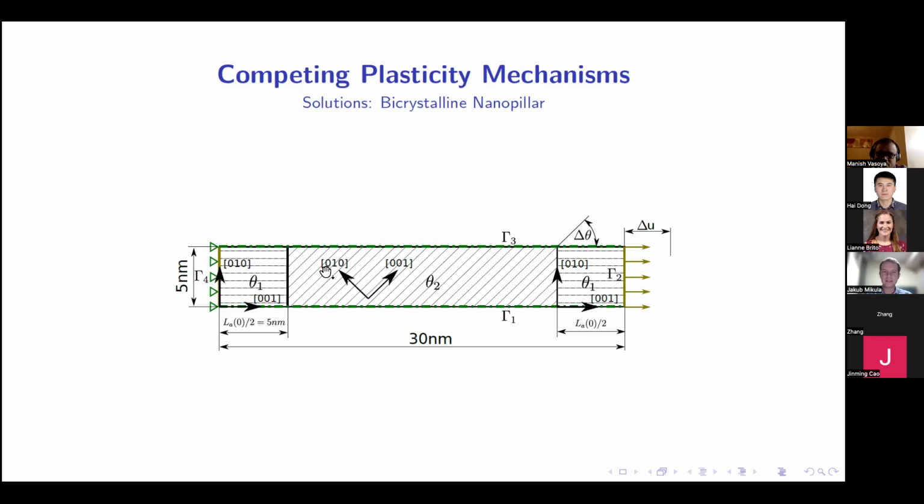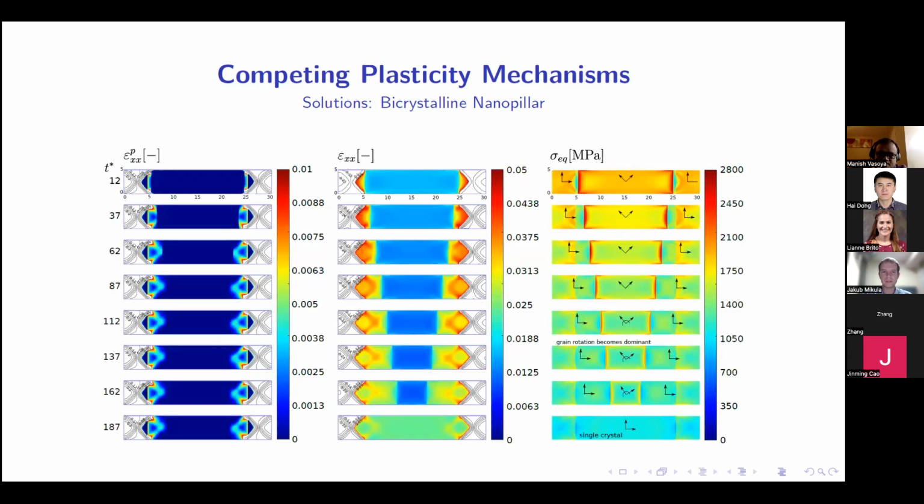So having this example, here we have a simulation result where I show 3 panels. On the left side, I show the evolution of plastic strain component, XX in this case, evolution of the total strain in the middle, and then the von Mises stress in the right panel. And as you can see, as we apply this deformation into the nanopillar, the grain boundaries start to move. They are moving because this mechanism relaxes the stress, so it minimizes the strain energy.